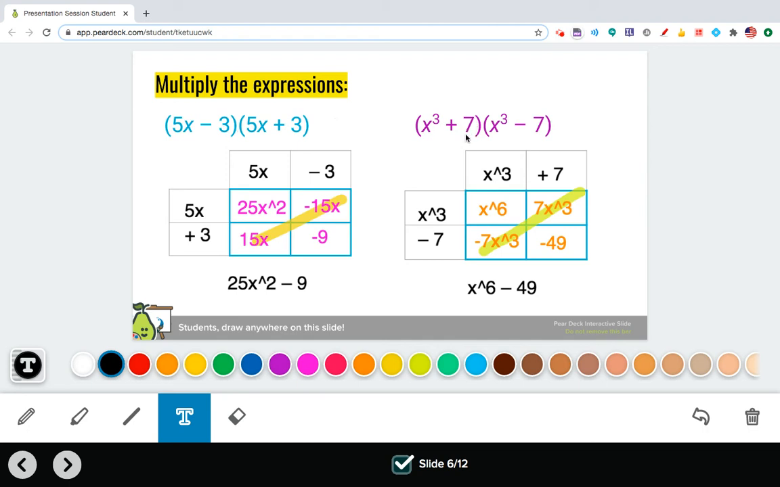So when that is true, the middle terms will always cancel out, leaving you with a binomial that will always have a minus sign. So it's going to be the difference of, and what you're subtracting will always be perfect squares. So 25x squared is a perfect square, 9 is a perfect square. X to the 6th is a perfect square because it's x cubed times x cubed. 49 is a perfect square. So we call these expressions the difference of perfect squares.